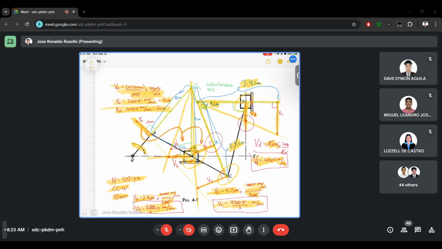Any reaction? Question? After this one, we will have another example before we dismiss the class. And if you compare this with the velocity analysis we did with the resolution and composition method, it will look the same.